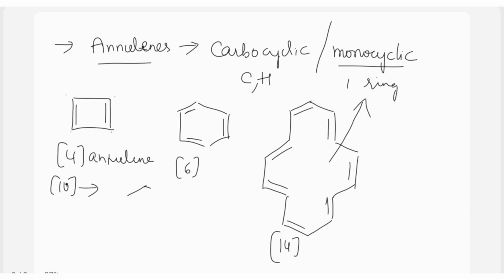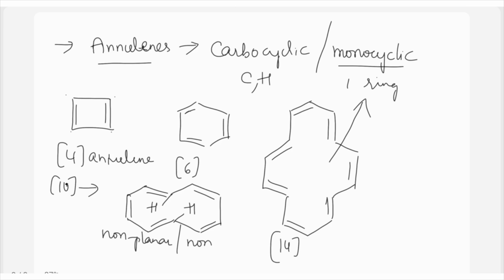It's because of its structural arrangement. Let us see that. 10 annulene is written this way, where you will have alternate pi electrons like this, but because of the arrangement of hydrogens in this ring in the opposite direction, this molecule is becoming non-planar, and hence the molecule is non-aromatic.